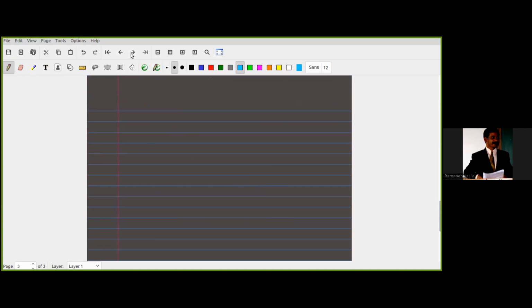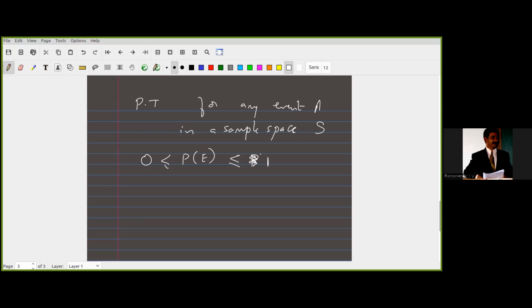So next thing what I want to say is prove that for any event A in a sample space S, prove that 0 is less than or equal to P of A, less than or equal to 1. This is the question. So I'll try to solve this.